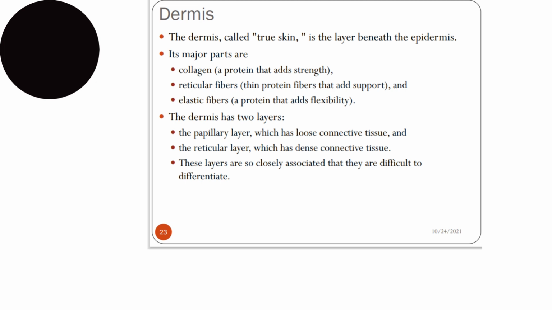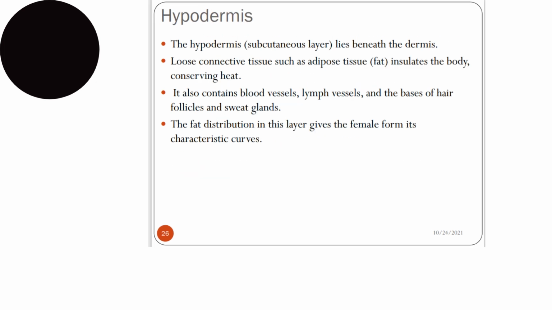Okay. The third layer is hypodermis, where most of the fat is stored. Of course, it should be under the dermis: epidermis, dermis, and hypodermis. So this layer also contains blood supply, blood vessels, lymph vessels, the base of hair follicles, and sweat glands.